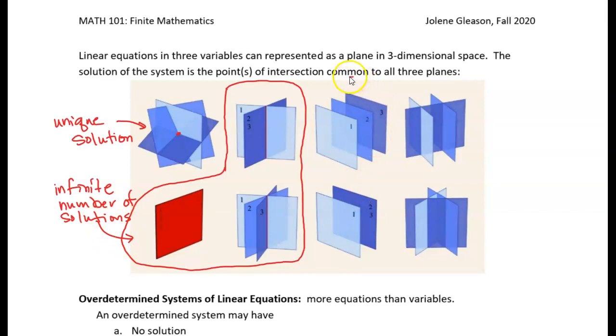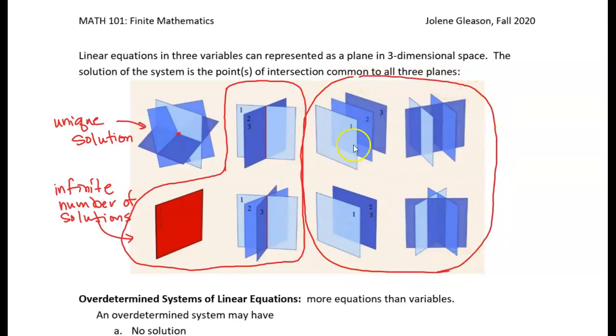Now in these situations over here, you do not get a unique solution. In fact, you get no solution. You've got three parallel planes, or here you've got a case where two are the same plane and the third one is parallel, or they intersect in two different lines, but those lines don't ever intersect. In these two cases over here, you're getting intersections, but the intersections are all parallel to each other and you don't get a unique solution. So these are all situations where you get no solution.